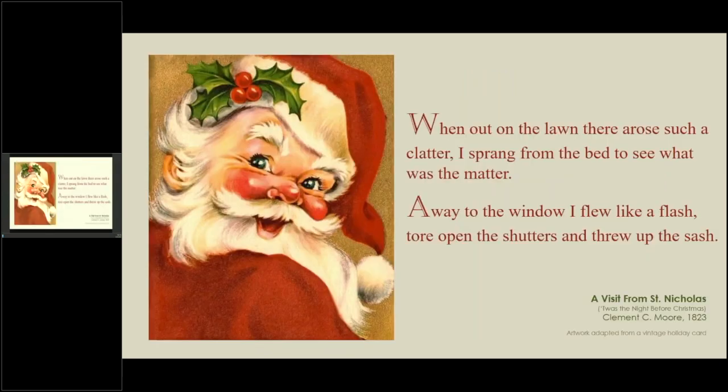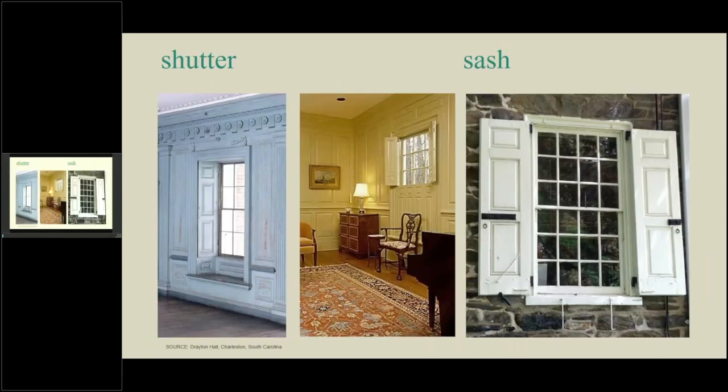Poems of the season, revered by children for 2 centuries, make references to architecture as well. I'll admit, as a child, I was confused by the order of the actions in this poem: tore open the shutters and threw open the sash, which seemed backward to a kid who only knew of exterior shutters. However, like their exterior mates, interior shutters were also used for protection from elements as well as sun control.